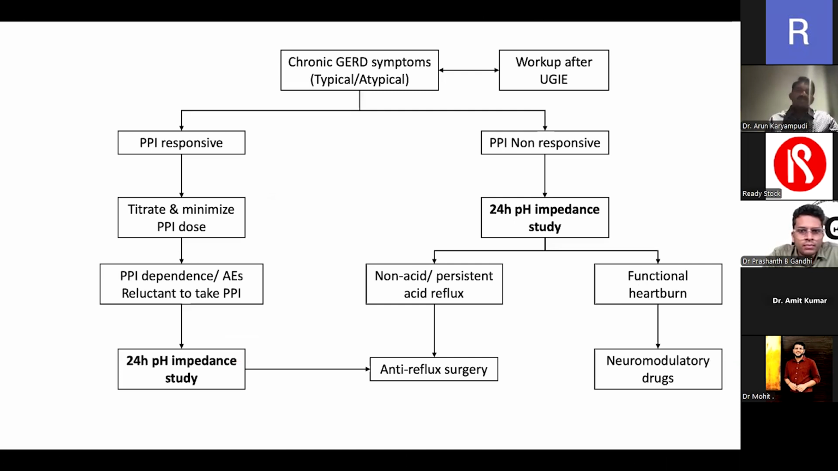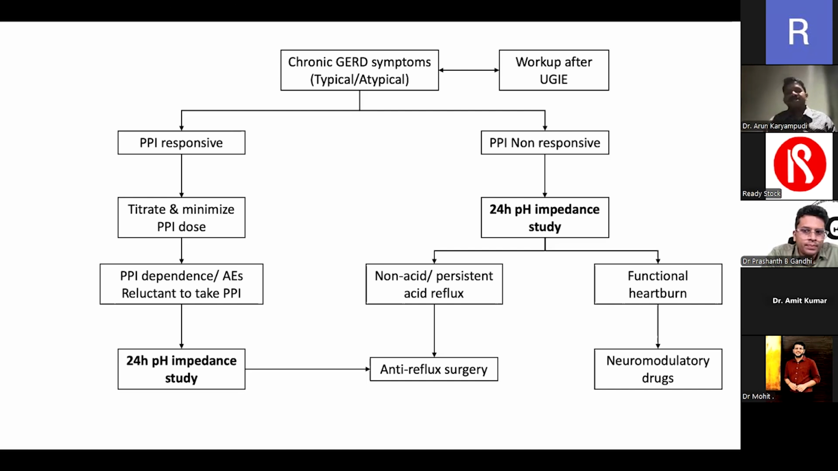So this is my last slide, summarizing. The patient has GERD symptoms, whether typical or atypical. Once you're done with the basic workup such as upper GI endoscopy, manometry, and so on, you generally classify them into PPI responsive and PPI non-responsive. When a patient is PPI responsive, you titrate the PPI, then you reduce the PPI, and put the patient on PPIs on demand. But whenever the patient becomes PPI dependent, or is reluctant to take PPI, or wants a definite anti-reflux surgery, then you do a pH impedance study.